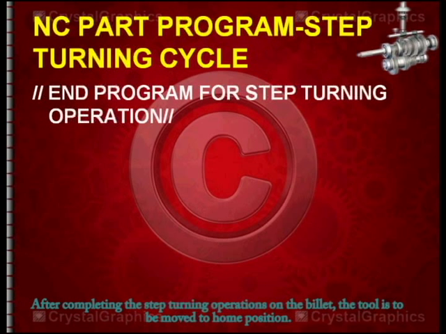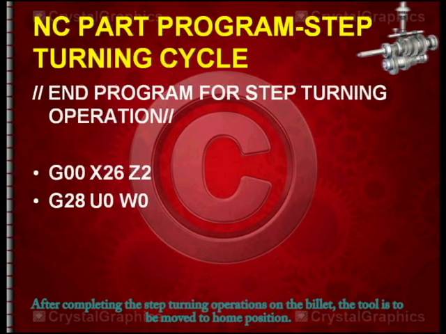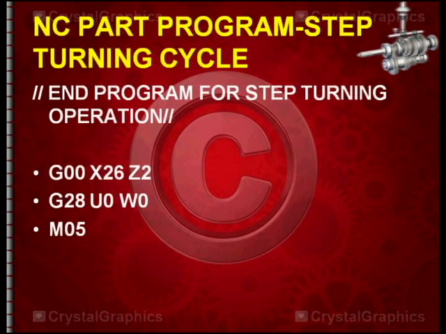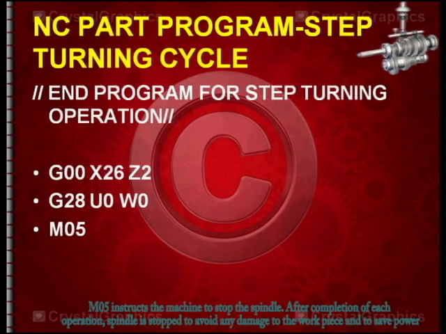After completing the step turning operations on the billet, the tool is to be moved to the home position. G28 U0 W0 instructs the tool to move to the home position of the machine. M05 instructs the machine to stop the spindle. After completion of each operation, the spindle is stopped to avoid any damage to the workpiece and to save power.